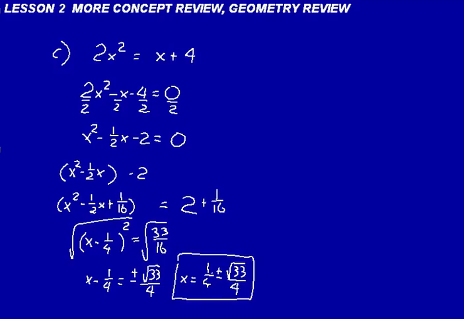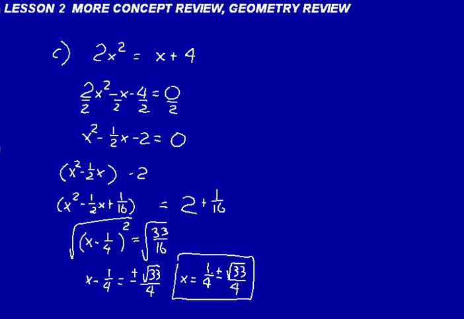Now sometimes you'll have a negative number inside the radical sign on the right, and you just turn that into a complex number. Typically when you solve a quadratic equation, you get two answers. Here we have 1/4 plus the square root of 33 over 4, and 1/4 minus the square root of 33 over 4.